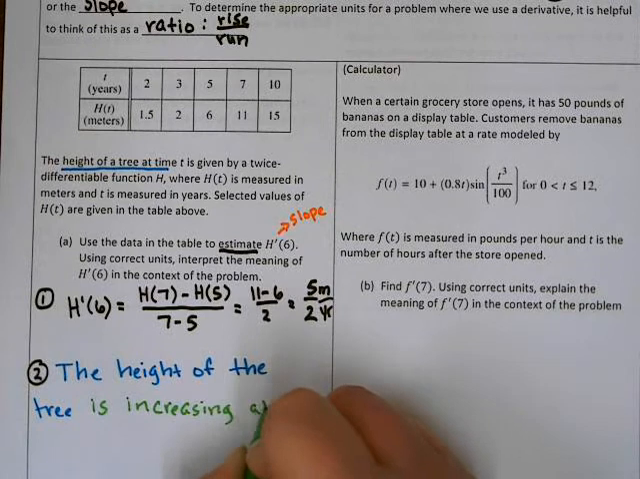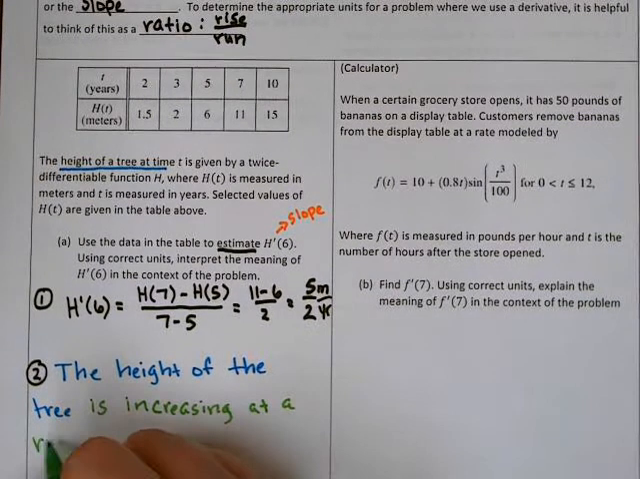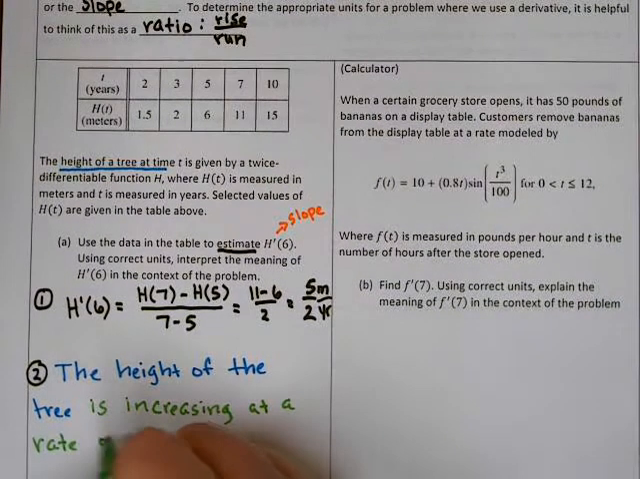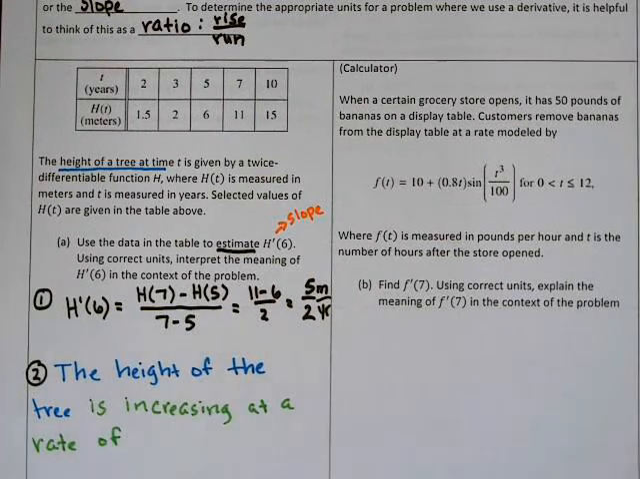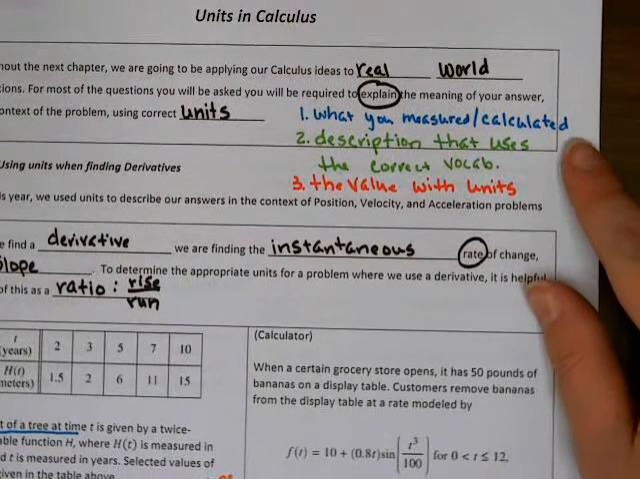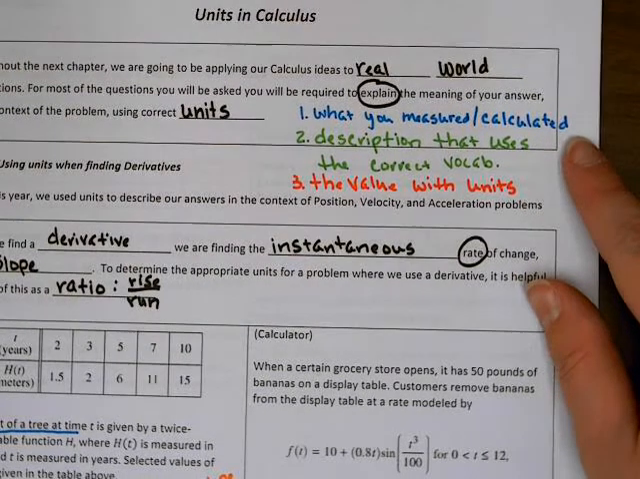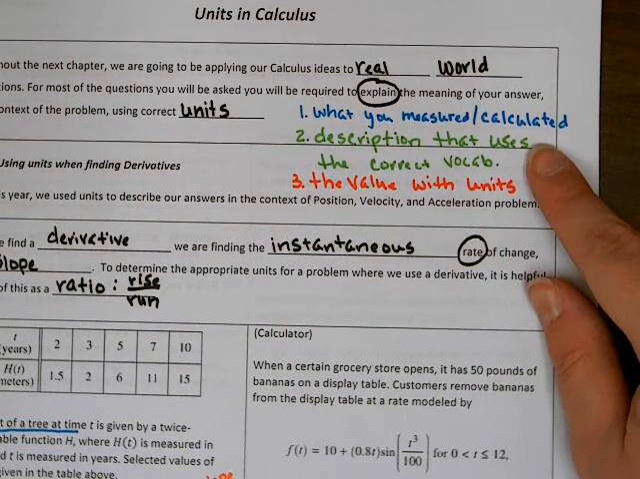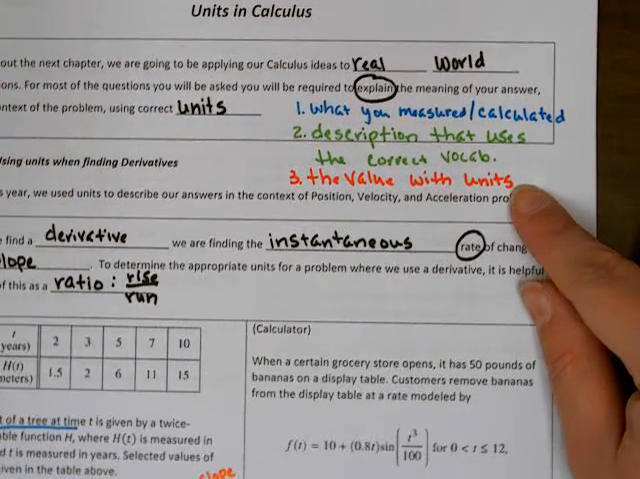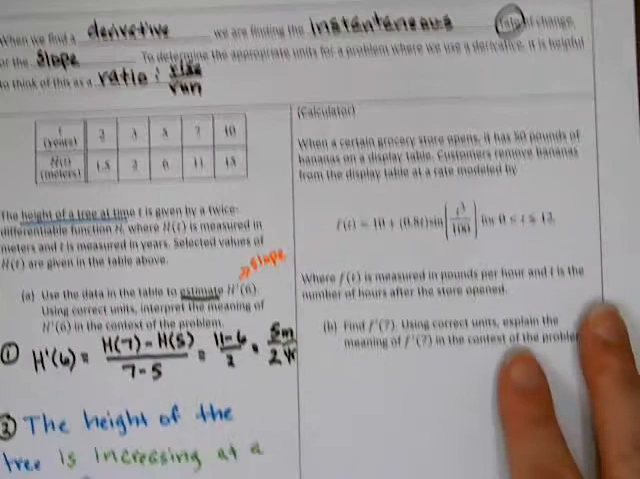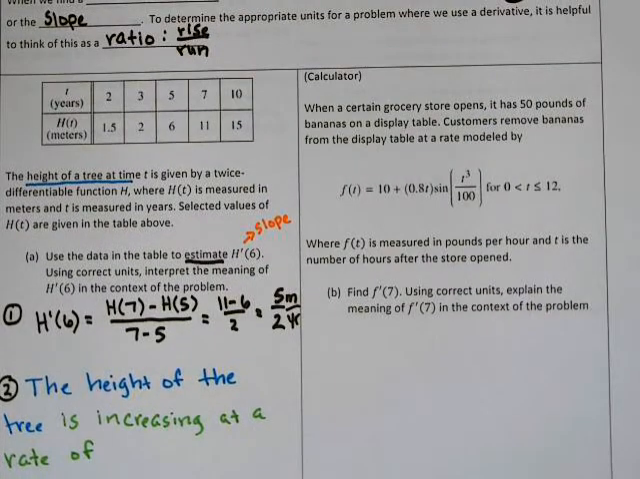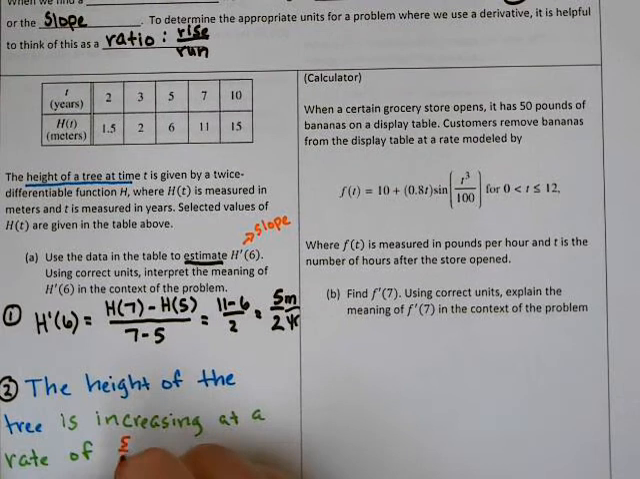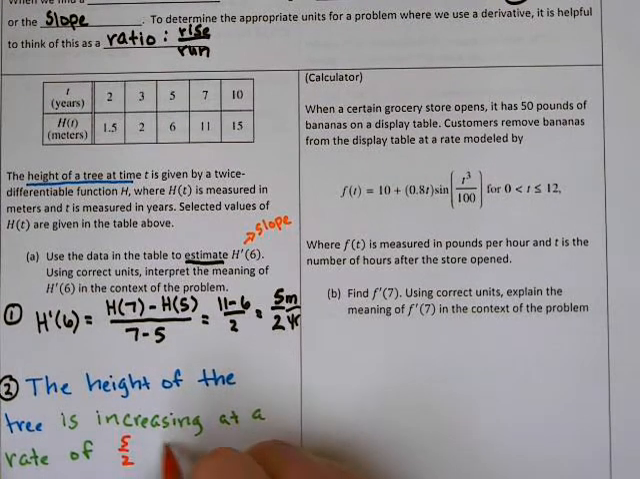So it's increasing at a rate of, and now we need to include our value. So what we've done is we've talked about what we measured, so the height of the tree. We talked about what's happening to it. It's increasing at a rate of, now we need to include our value with our units. So the height of the tree is increasing at a rate of 5/2 meters per year.